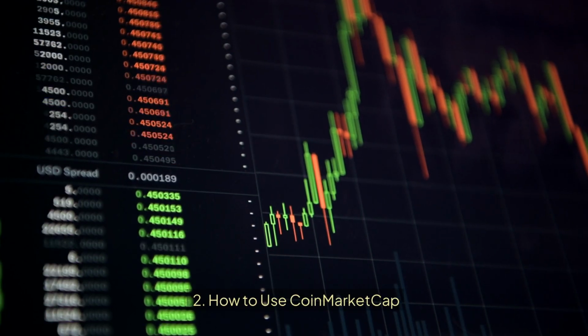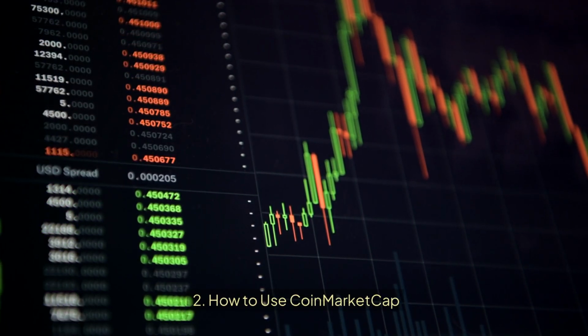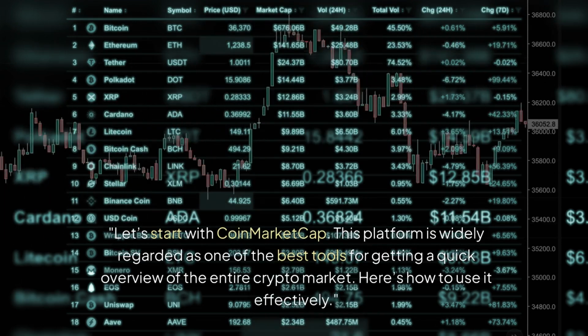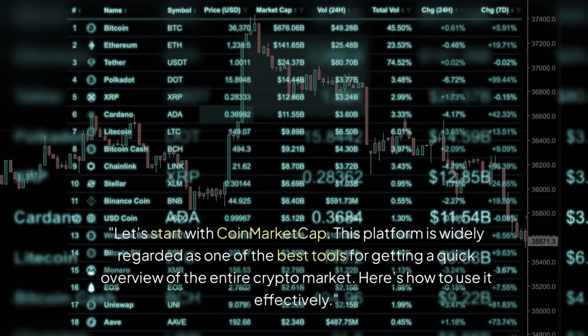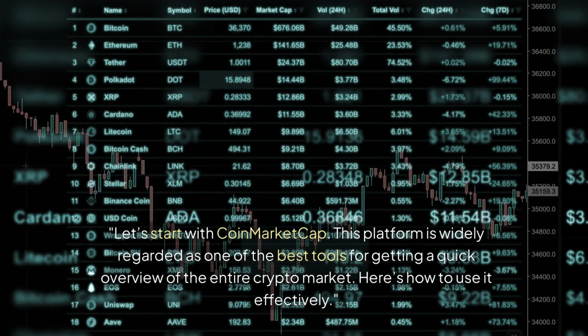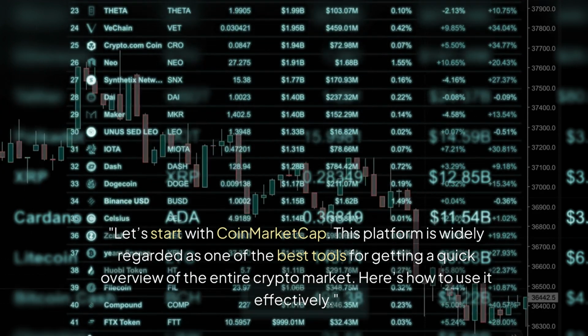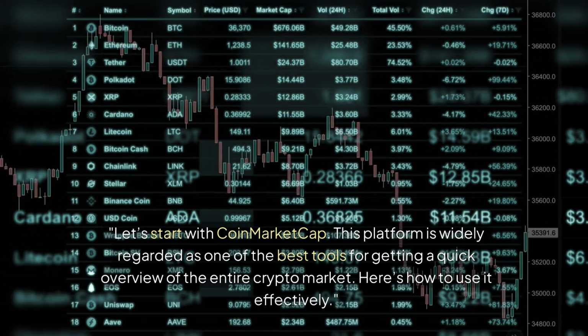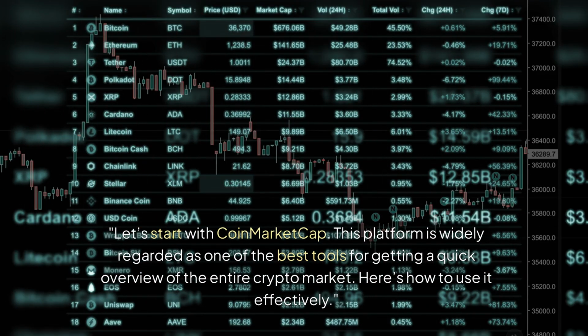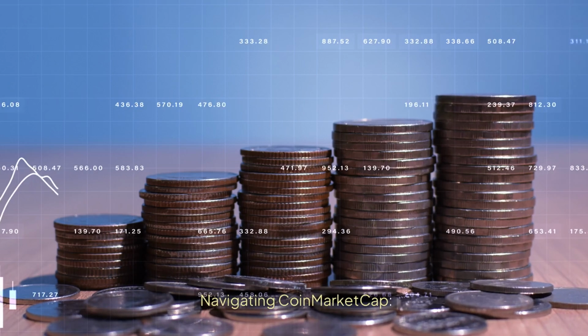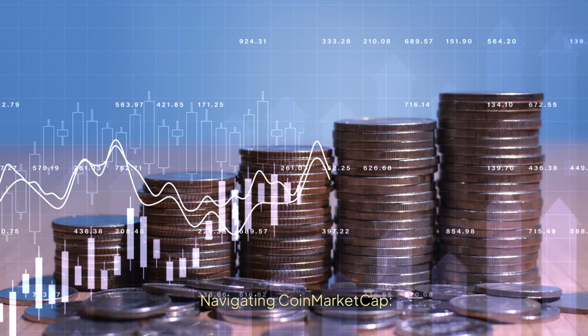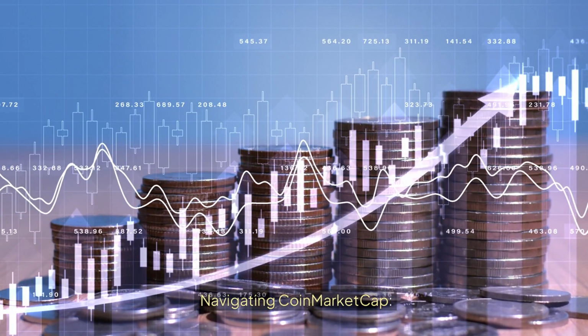2. How to use CoinMarketCap. Let's start with CoinMarketCap. This platform is widely regarded as one of the best tools for getting a quick overview of the entire crypto market. Here's how to use it effectively. Navigating CoinMarketCap. Homepage overview.